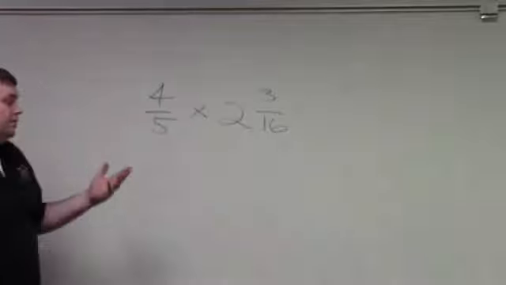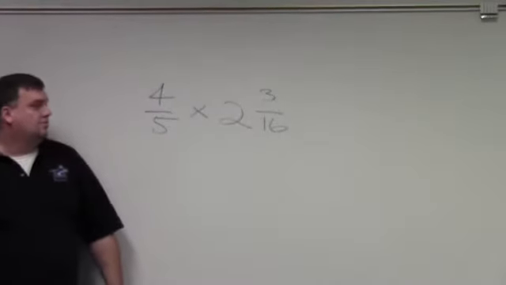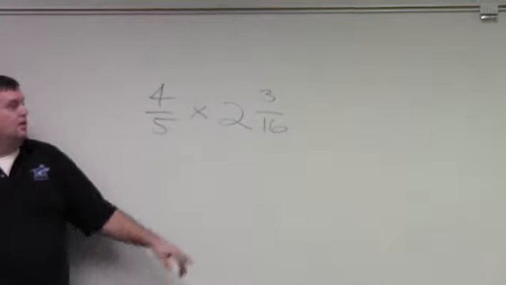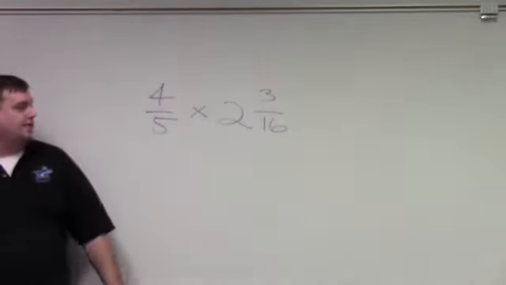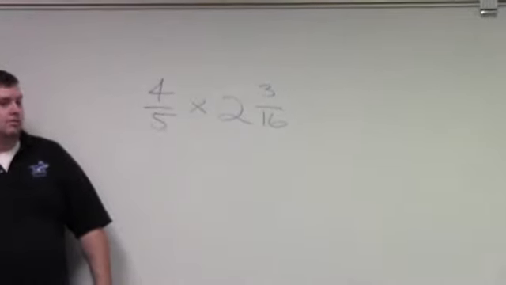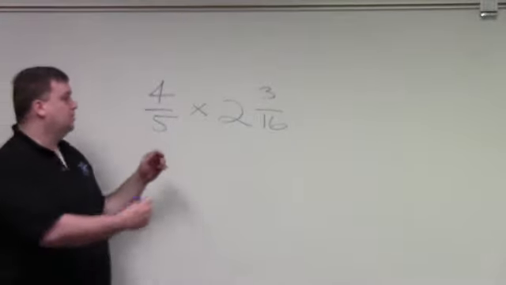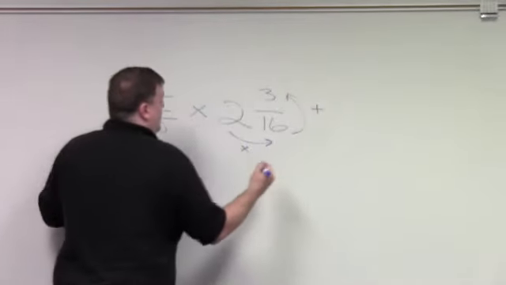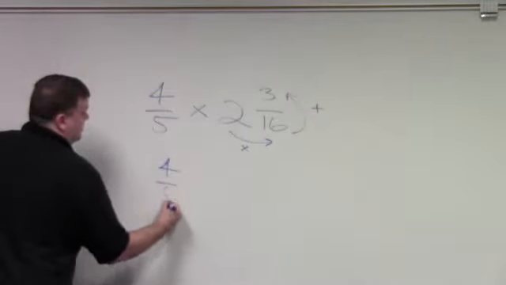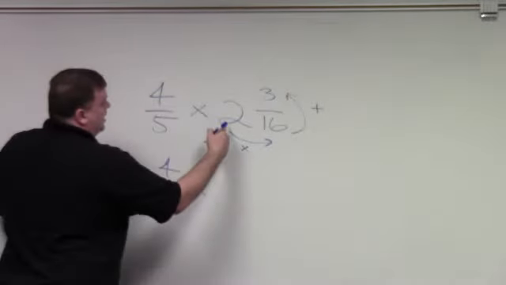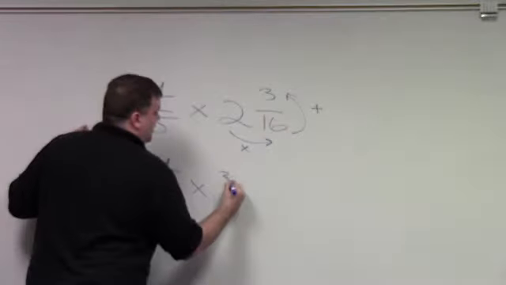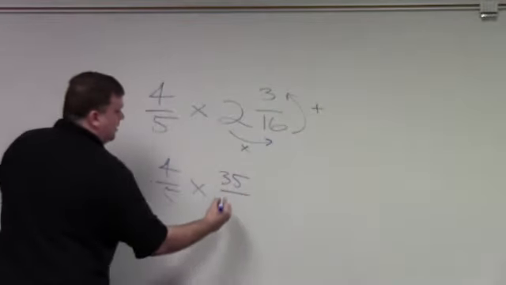When you're multiplying or dividing, you have to deal with just fractions. You can't have mixed numbers. So we're going to have to change any mixed number we have into an improper fraction. And how do we do that again? Right, multiply around the world, then multiply, and then add. So I've got 4/5 times 2 times 16 is 32 plus 3, 35. 35, and my denominator 16.